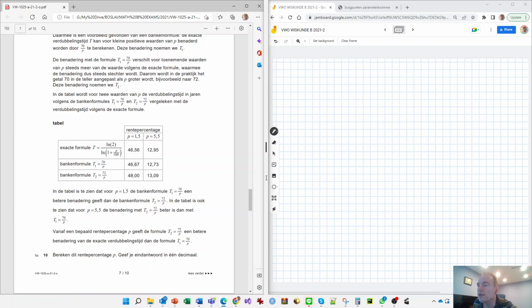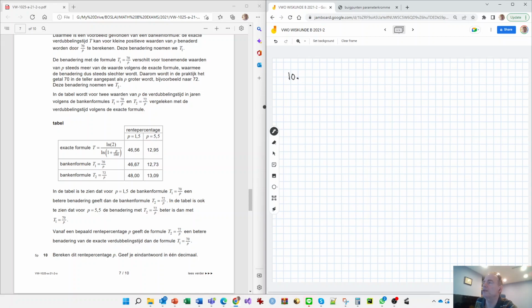And calculate this. For a certain value of p, one of these two is better. And then they calculate this in 1 decimal. So that generally already means that this is probably going to be done by the calculator. But okay. Well, what is the difference here? It's just the difference between the exact and the formula.